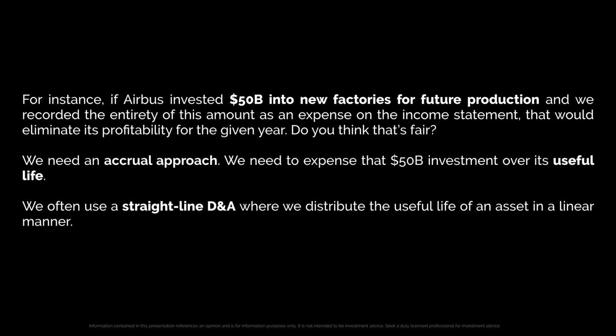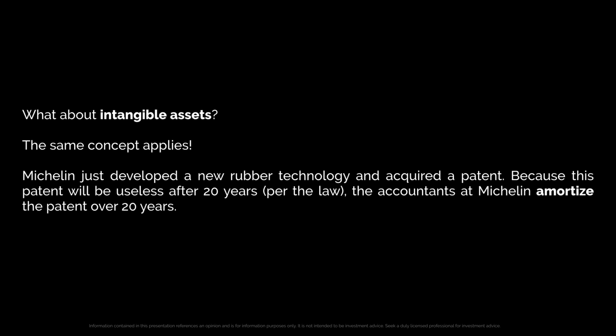But this is for depreciation. Depreciation deals with physical assets. The next part is about intangible assets. The same concept applies. So let's say Michelin, the French tire company, just developed a new rubber technology and acquired a patent. Because this patent will be useless after 20 years per the law, since patents expire after 20 years, the accountants at Michelin will amortize this patent over 20 years. So every year, the patent is going to lose a certain amount of its value, because after 20 years, the useful life is gone.